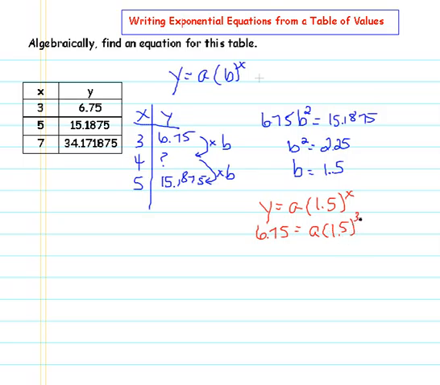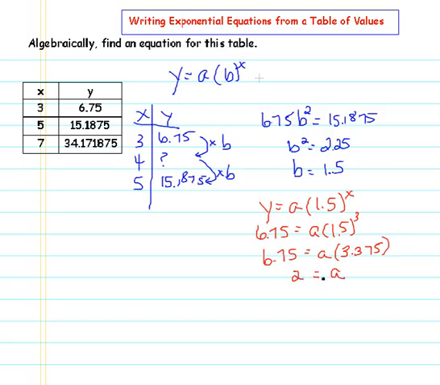I'll begin by cubing the 1.5, so that'll be 6.75 equals a times 1.5 to the third power, again I'm punching that on my calculator, is 3.375. Divide both sides of this equation by 3.375 and a ends up being 2.